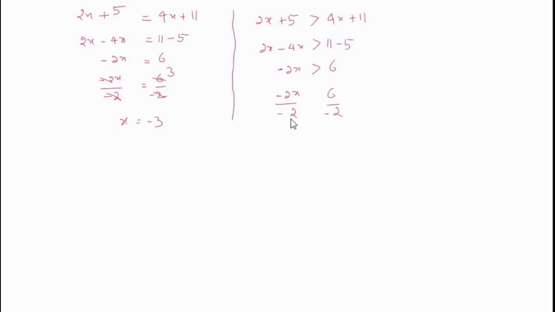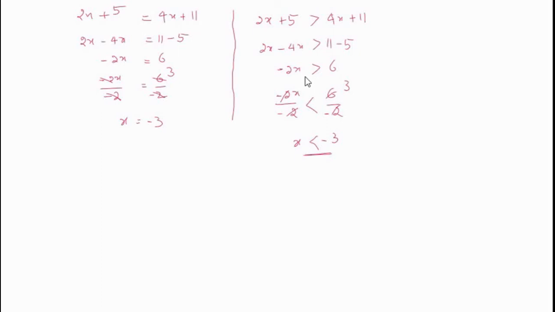But here we are dividing by a negative number. So as per the rules of solving linear inequation, the inequation sign gets reversed. So it was greater than, now it is less than. So minus 2 cancels with this minus 2 and 2 3 times are 6, so x is less than minus 3. Here, 2x plus 5 greater than 4x plus 11 becomes x less than minus 3.